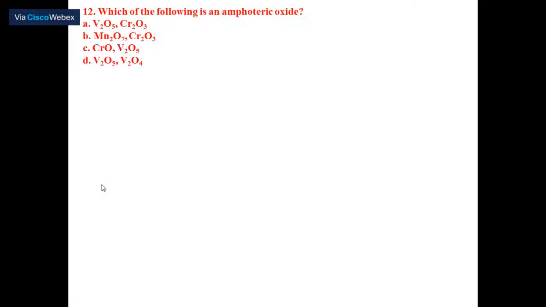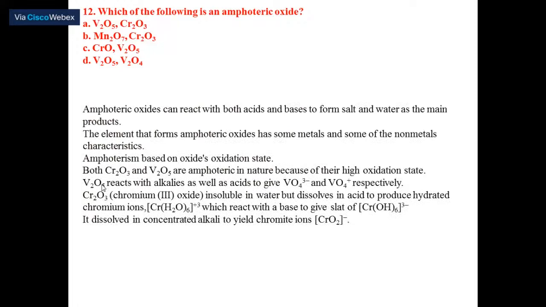Okay, which of the following is an amphoteric oxide? Amphoteric means it is in between acidic and basic. So amphoteric oxides can react with both acid as well as base. They form salt and water. Some metals and non-metals both exhibit this amphoteric nature. So in amphoterism, based on the oxidation state of the oxides, we are going to tell.